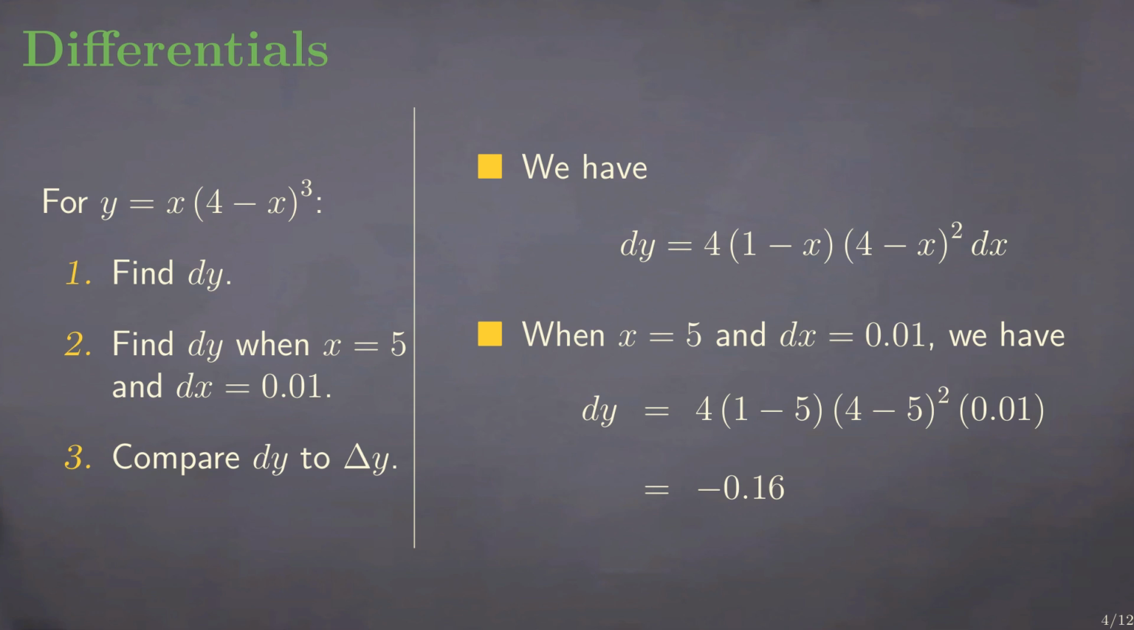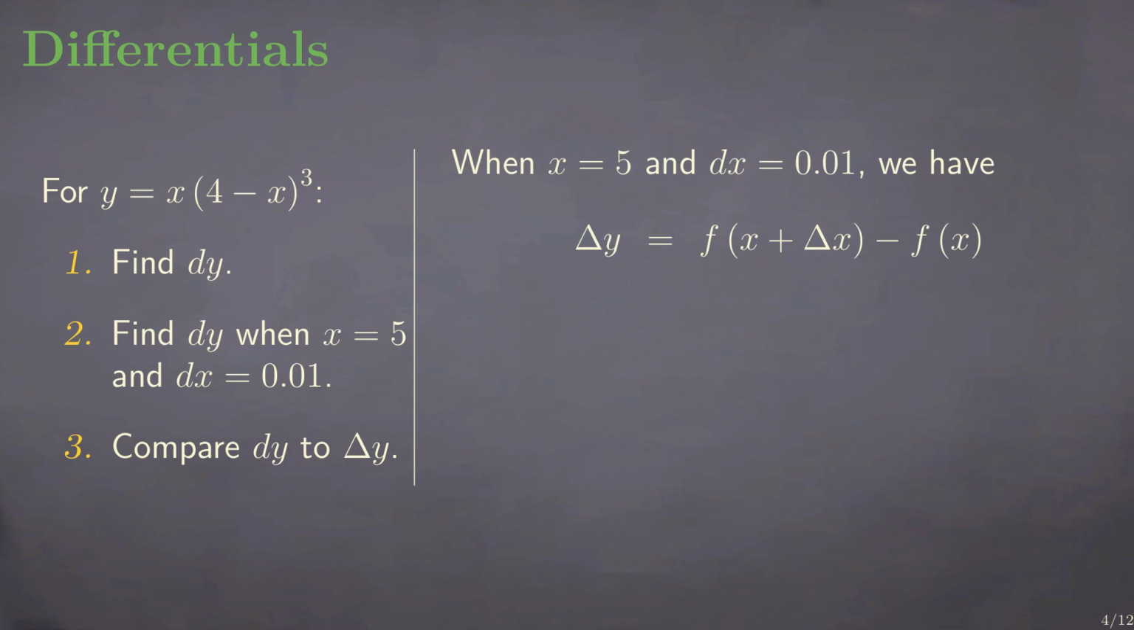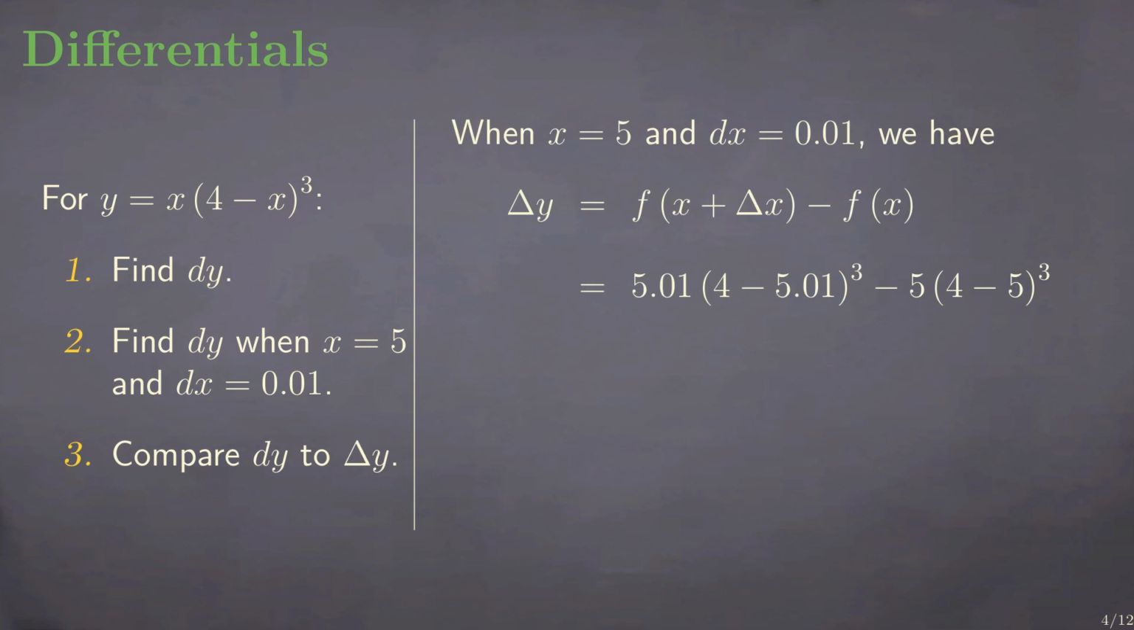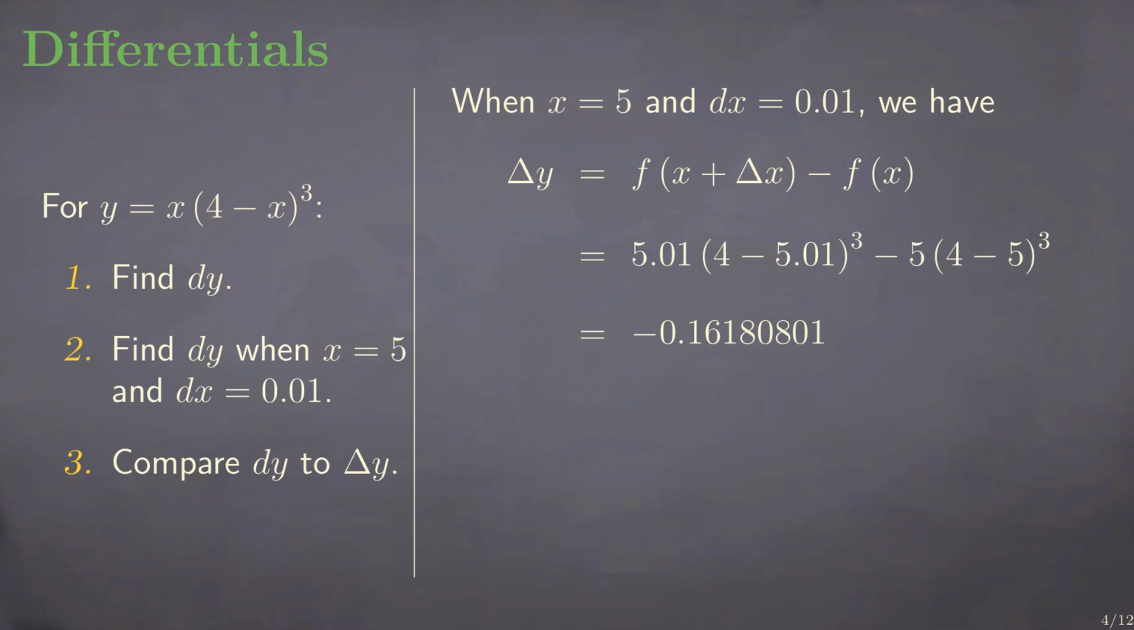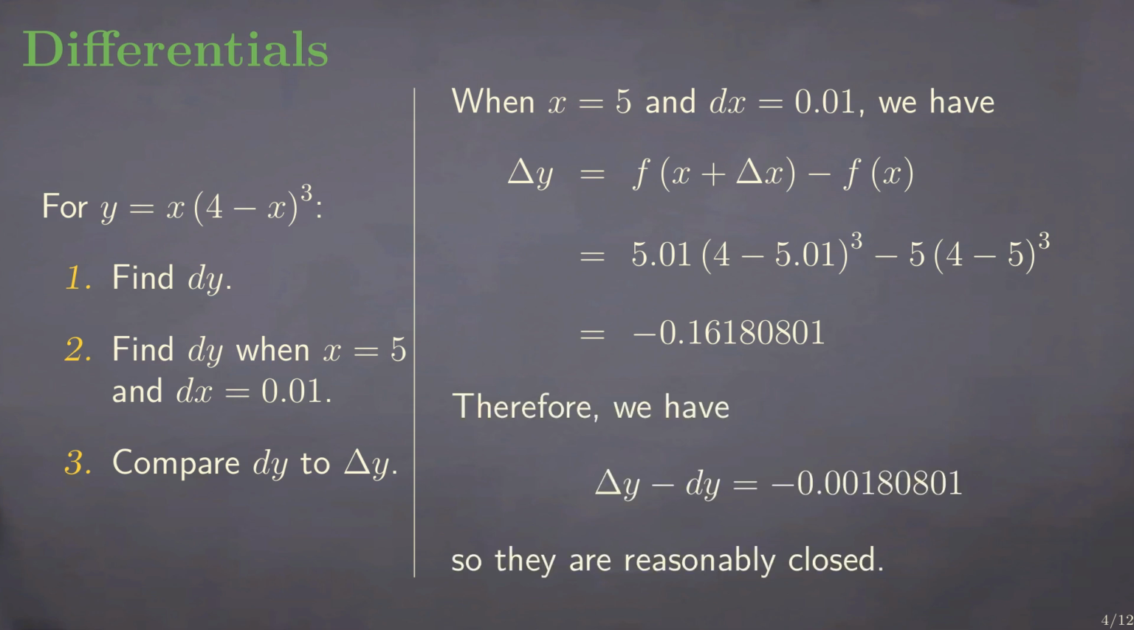For this, we first need to compute delta y. The information that we have is x equals 5 and dx equals 0.01, and delta y is the difference f of x plus delta x minus f of x. So delta y is approximately minus 0.16 something. If we want to compare dy to delta y, we just need to take the difference between them, which is minus 0.00180801. This value is significantly small. It means that delta y and dy are reasonably close. We justify the observation we made that for small values of dx, dy is a good approximation of delta y.